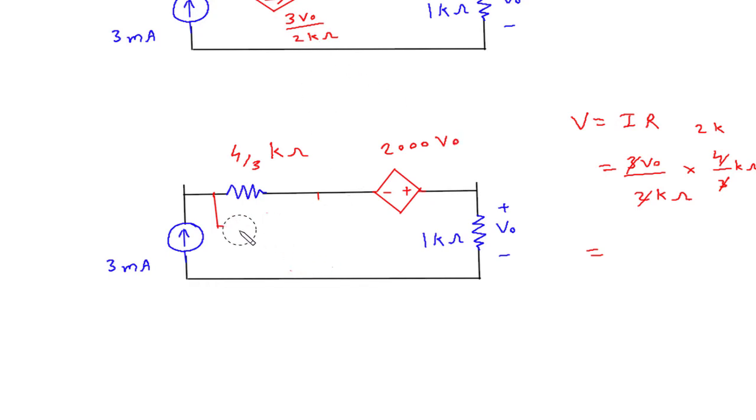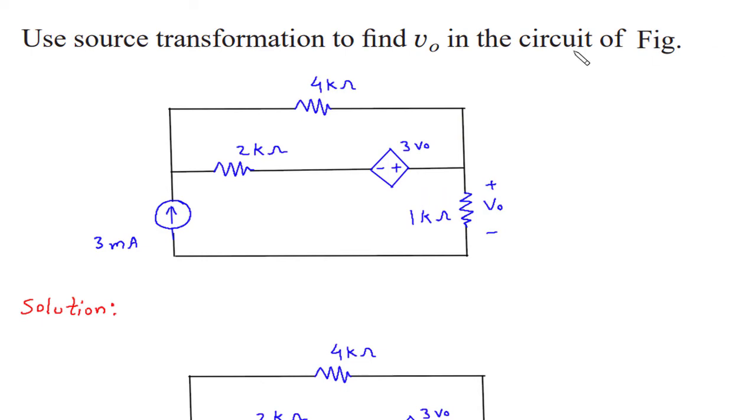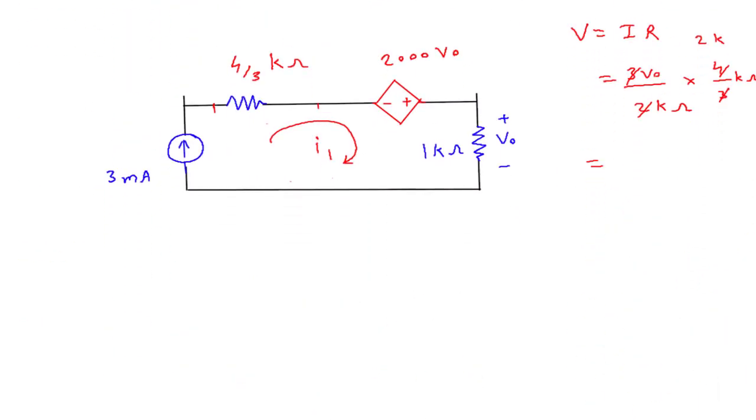Now here we can apply KVL. Or directly, let's say this is current I1. What we have to find? We have to find VO using source transformation. So I1 is equal to 3 milliampere, because this is an independent current source.